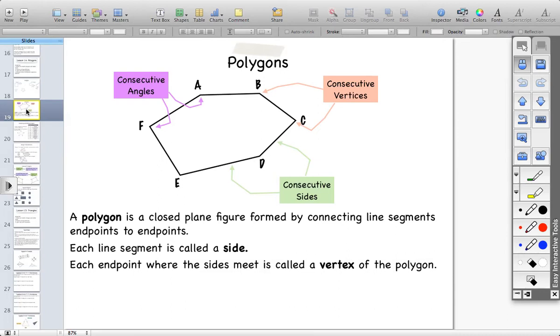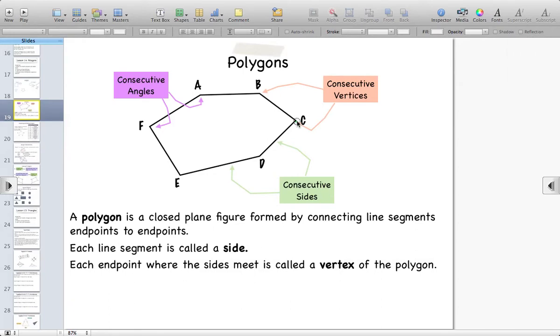A polygon is a closed plane figure formed by connecting line segments endpoints to endpoints. The key there being endpoint to endpoint. There's no overlap. Each line segment is called a side, and each endpoint where the sides meet is called a vertex of the polygon. So the points themselves are the vertexes. The side plus the vertex plus the other side, that's the angle.